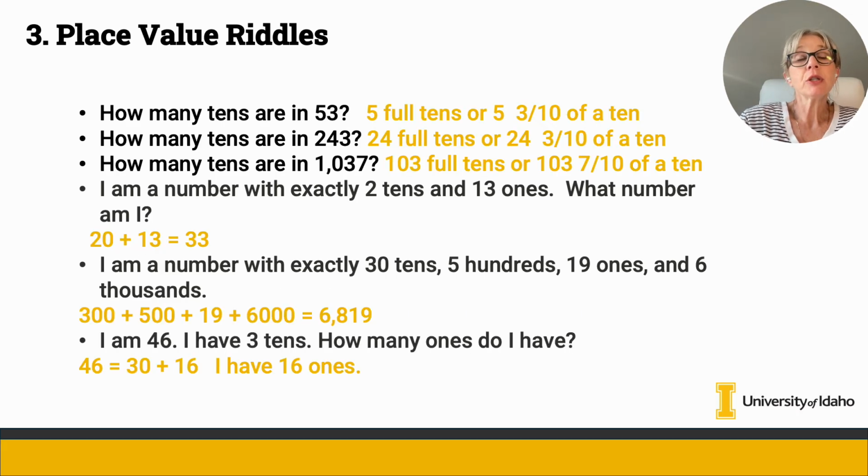Depending on the age level, students might answer this problem in one of 2 different ways. Initially, we may just be thinking about full tens: 5 full tens, 24 full tens, or 103 full tens. But eventually, we'd want students to think about the unit as 1/10 of a 10. So we can think about 3 as 3/10 of 10, making this answer 5 and 3/10 rather than just 5. The other riddles press students to make new units to find the total. Reflect back and compare these to the traditional place value questions presented earlier in the module.